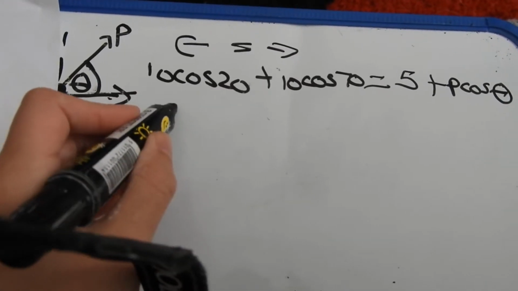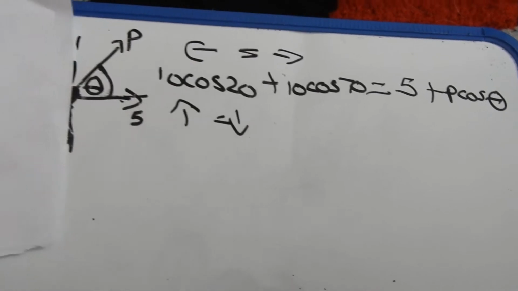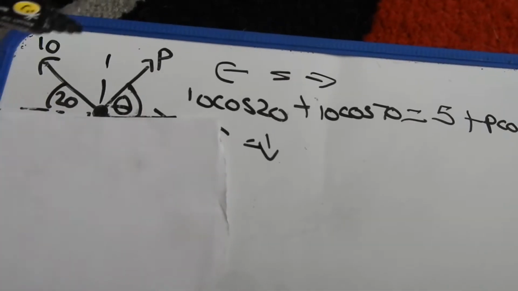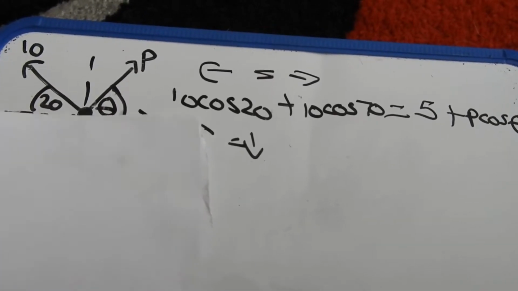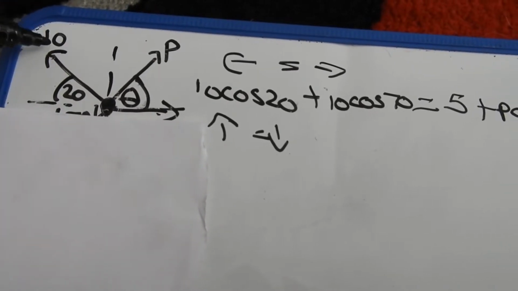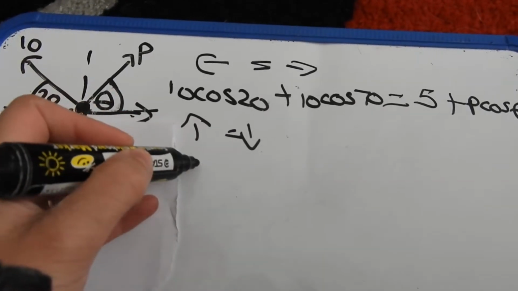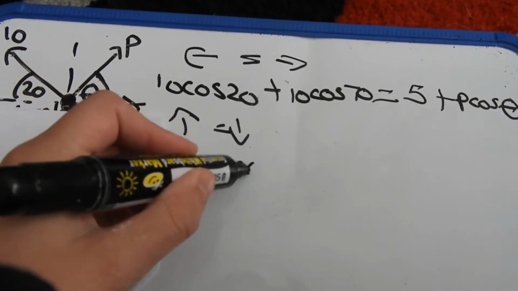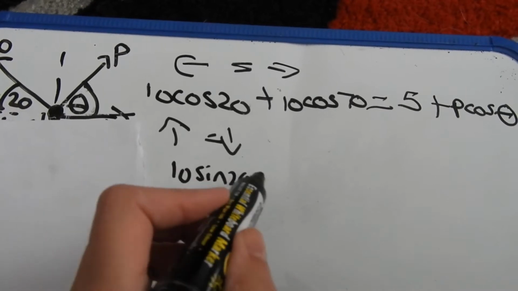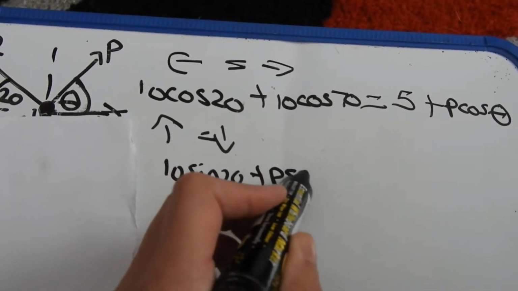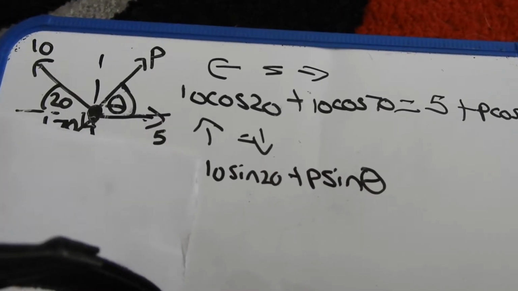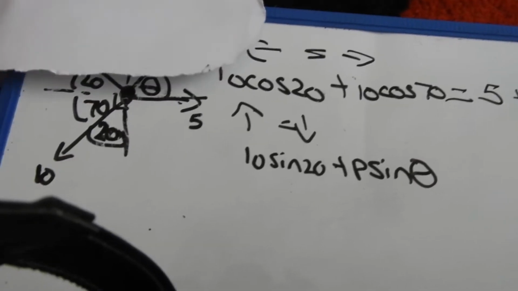We now must look at the vertical. What goes up is equal to what goes down. So covering this, now you can cover this side as well. I just can't do it with one hand. So we're going up. I'm going to resolve this one. So it is going to be 10 sine 20, plus our P, and again it's going to be sine, P sine theta.